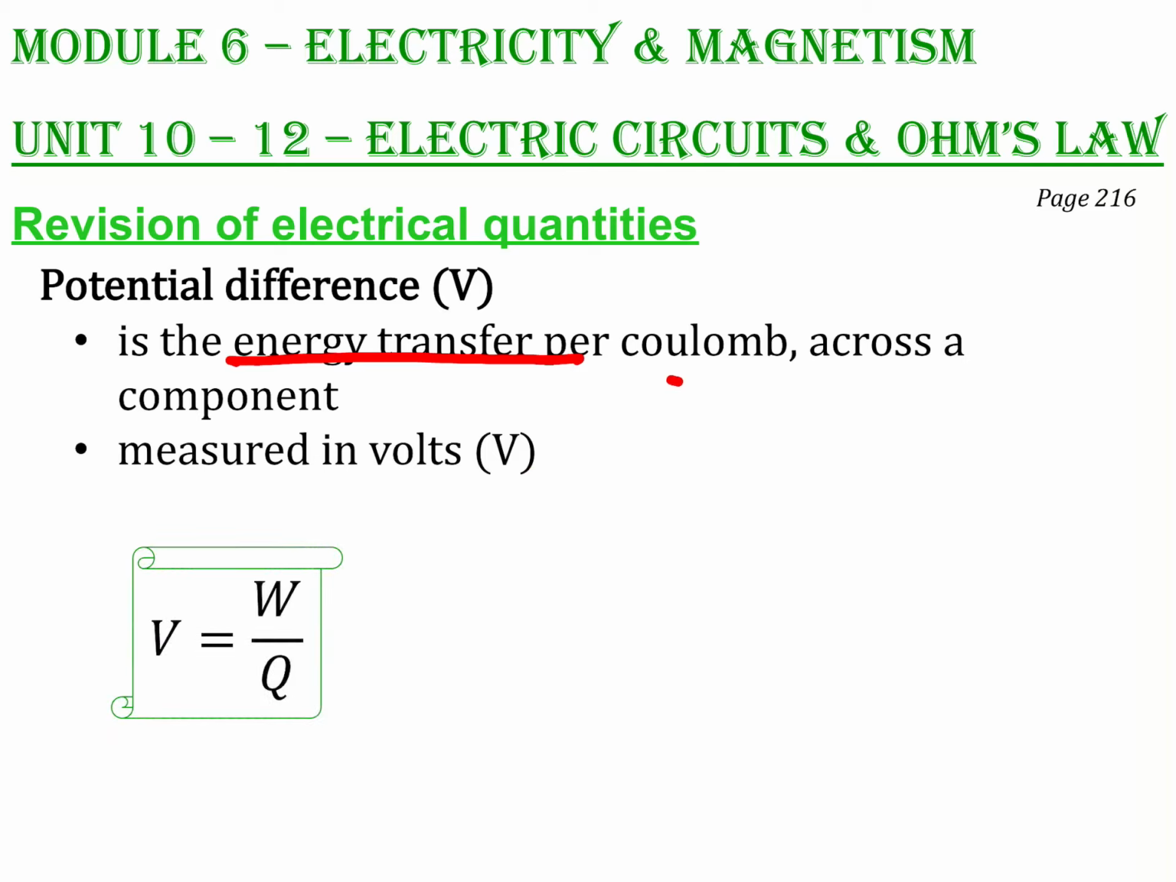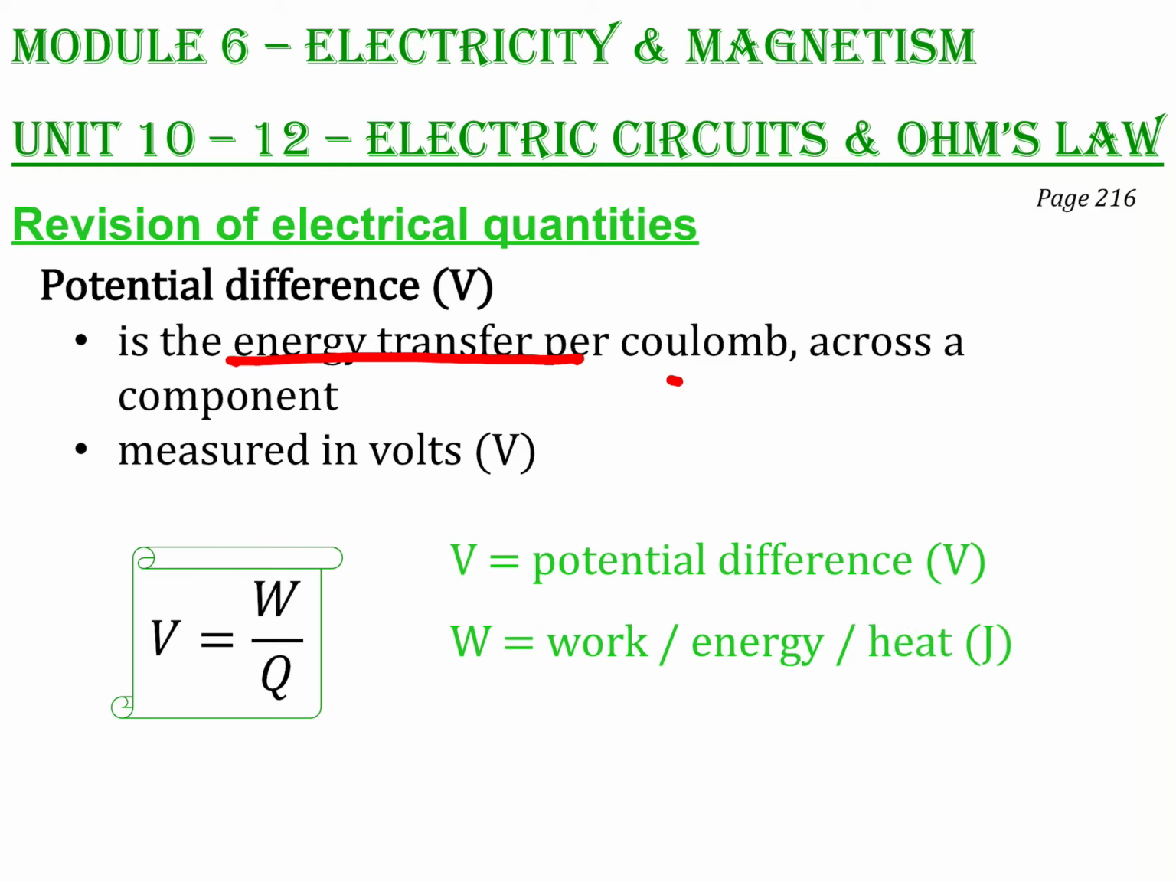You also know this equation where potential difference is V = W divided by Q, where V is potential difference. W can either be called work, energy, or heat. Either one of those, they all refer to the same thing. It's all about energy and what's happening. Q is charge, measured in coulombs. You all know that, okay?